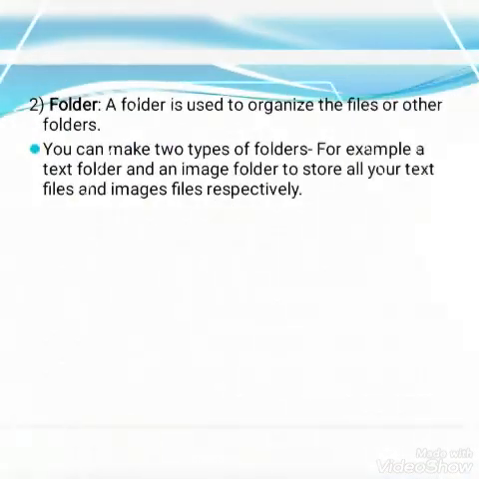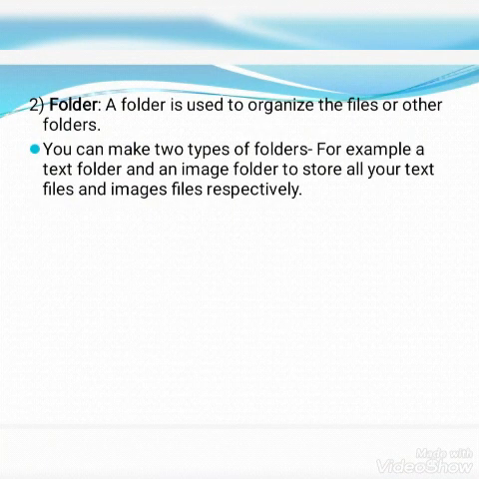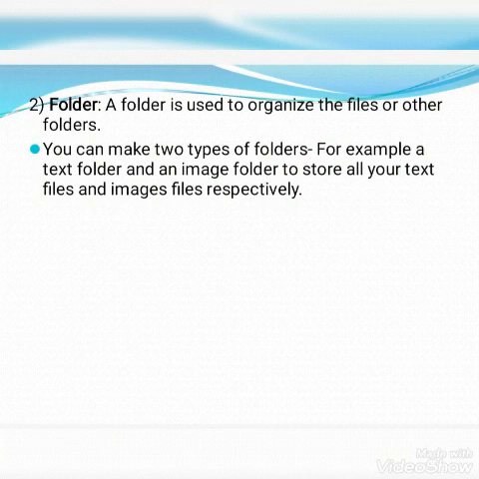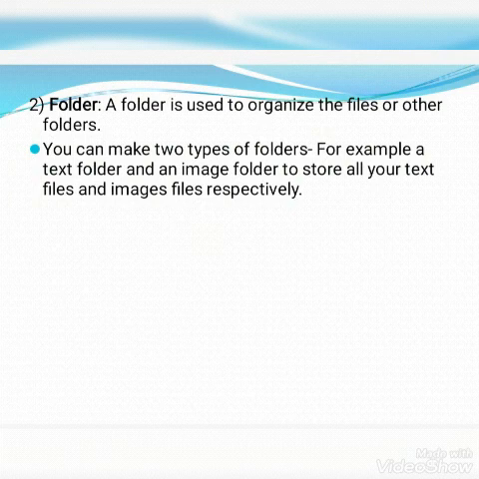Now, what is a folder? A folder is used to organize files or other folders. For better organization of files, folders help us to rearrange so that the content which is saved in the file can be viewed properly in the folder window. You can make two types of folder, for example, text folder and image folder. In the text folder, you can store all your text, and in the image folder, you can save all your images.